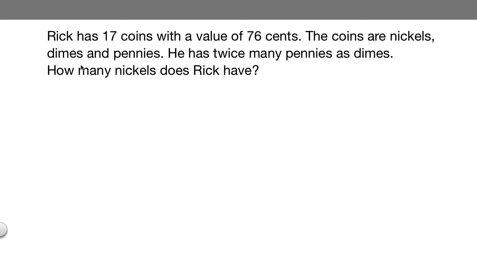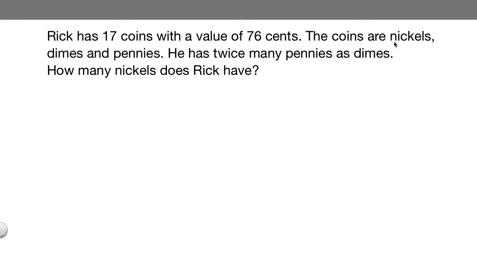First, we look at this question. Rick has 17 coins with a value of 76 cents. The coins are nickels, dimes, and pennies. He has twice as many pennies as dimes. How many nickels does Rick have?